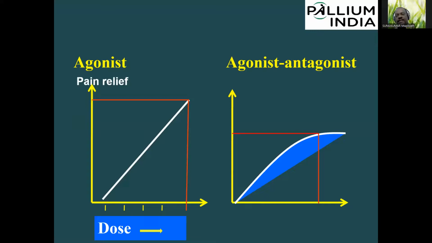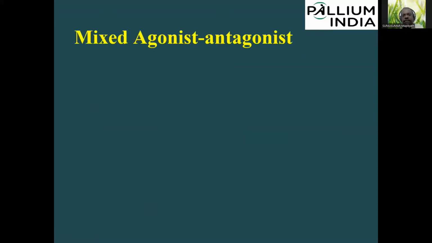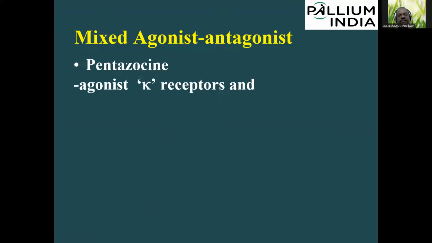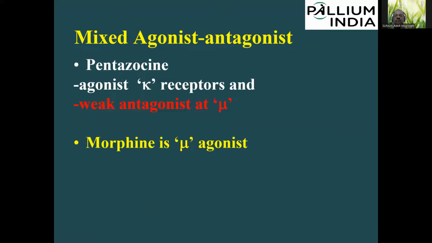So agonists have no ceiling effect for analgesia, whereas agonist-antagonists have a ceiling effect for analgesia. Pentazocine is a mixed agonist-antagonist, which acts as an agonist on kappa receptors, and it is a weak antagonist at the mu receptor. But what is morphine? Morphine is a mu agonist.